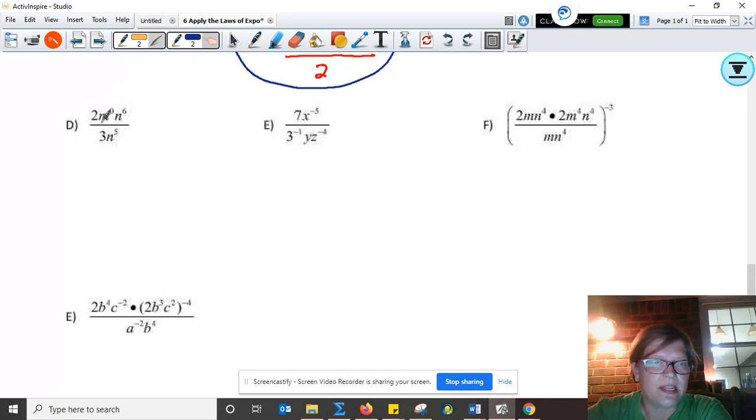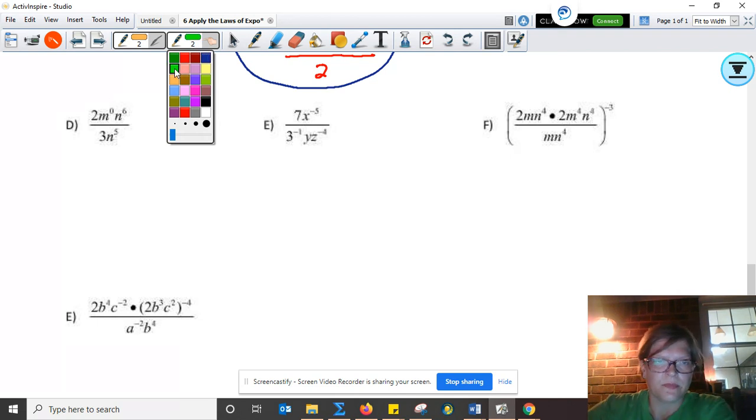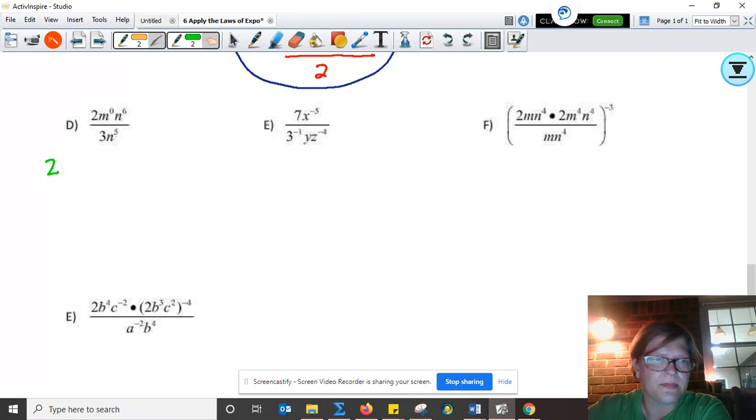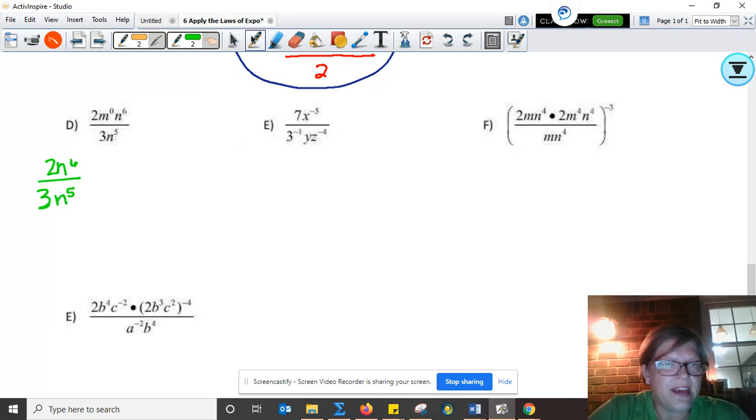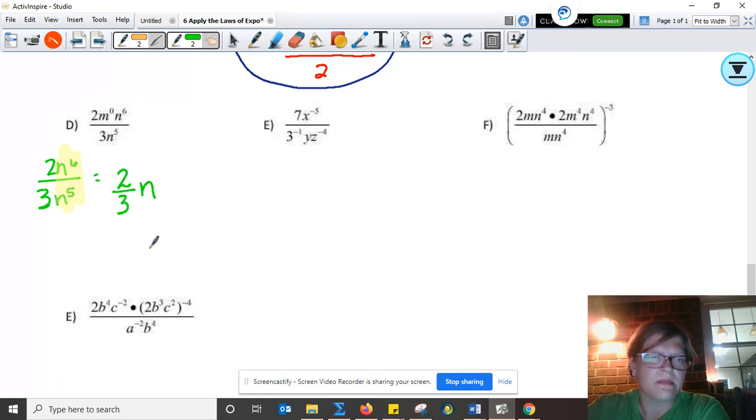It turns that m into a 1, so that just goes away. And you're going to be left with 2n to the 6th over 3n to the 5th. Okay? Simplify those exponents. 6 minus 5, because they go together, is 1. So since 1's positive, we know that it's going to stay in the numerator. So 2/3 n, or 2n over 3. Both of these answers are correct. Okay?